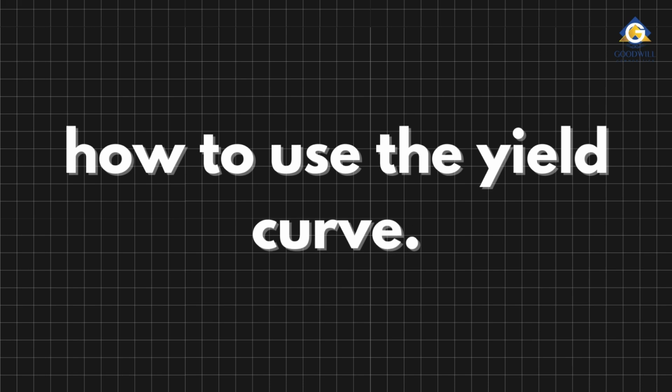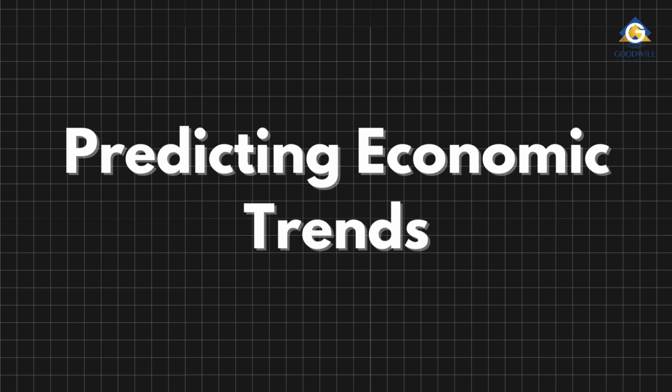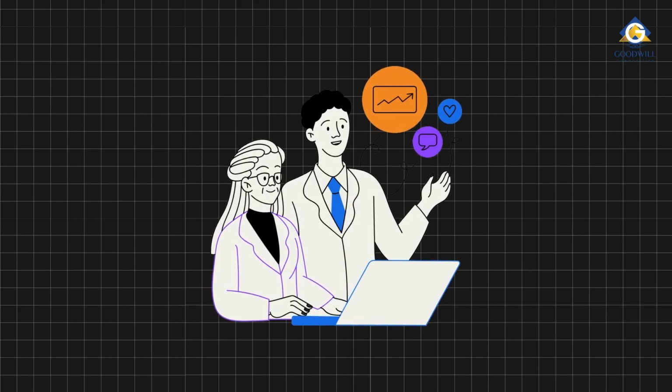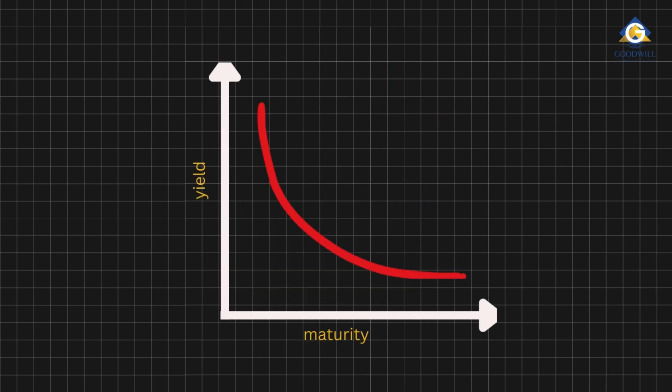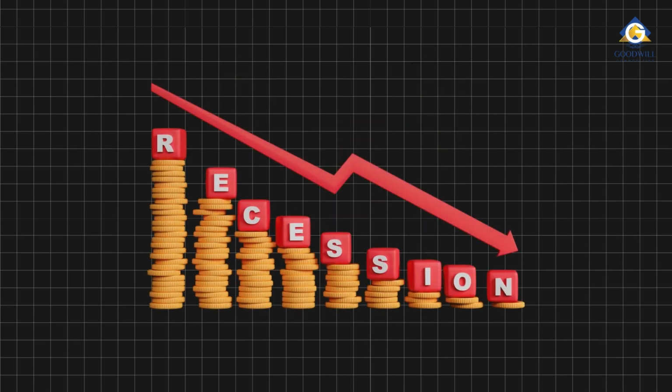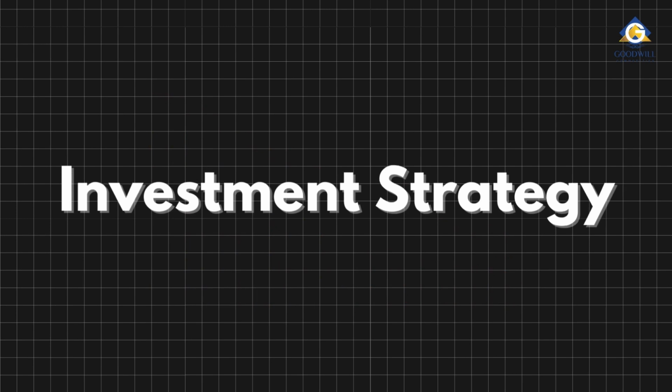Now that you understand the basic concepts, let's talk about how to use the yield curve. Predicting economic trends. By keeping an eye on the yield curve, you can make informed predictions about the direction of the economy. For example, if you see an inverted yield curve, you might consider adjusting your investments to prepare for a potential recession.